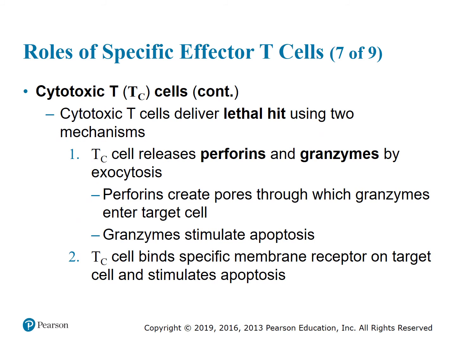Cytotoxic T cells deliver the lethal hit using 2 mechanisms. The first one, these cells release perforins and granzymes by exocytosis. Perforins create pores through which granzymes enter the target cell, and granzymes will stimulate apoptosis. So the cell is just going to die. A second mechanism is the T cell binds a specific membrane receptor on the target cell and stimulates apoptosis.